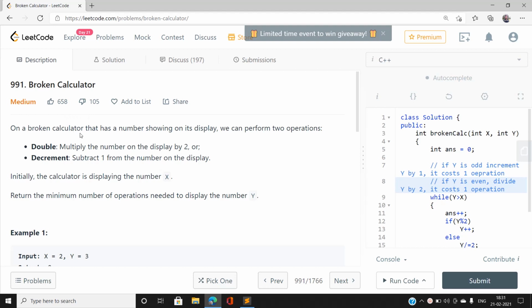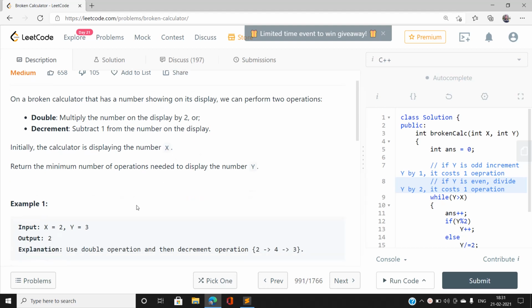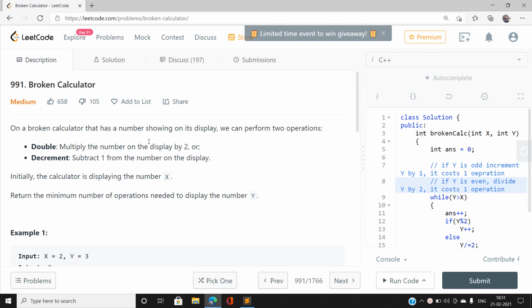So basically we have been given an integer x and also the integer y, and we have to convert x to y in the minimum number of operations. That is, what would be the number of operations to convert x to y. And what are these operations? Let us discuss that also.